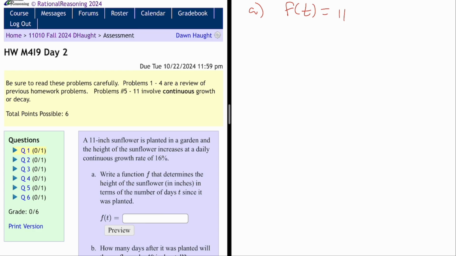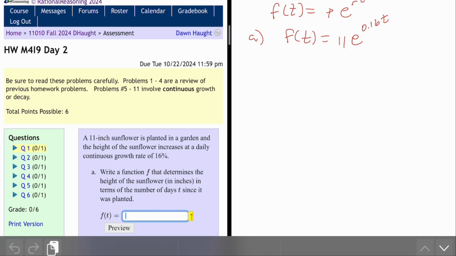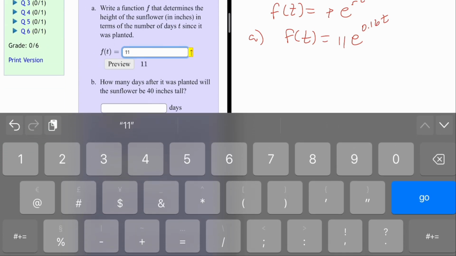So we want to use this equation. We'll actually put a little p here for that PERT formula. That p can be our starting value. So it's going to be 11 e to the 0.16 t. So we use the rate exactly as is for our PERT formula. Okay. So that's what we're going to enter into this right here.